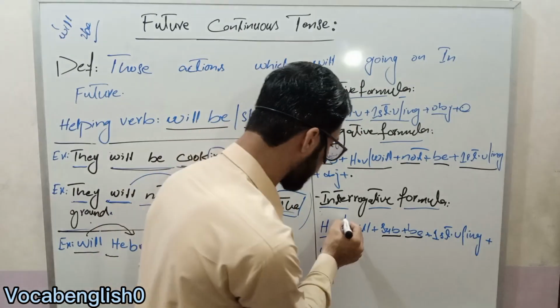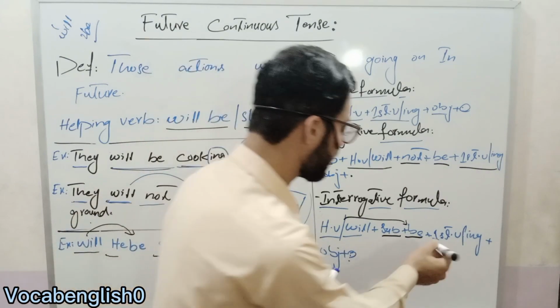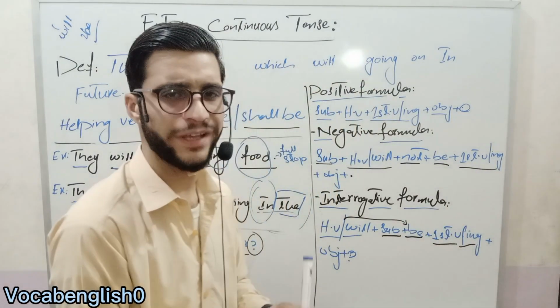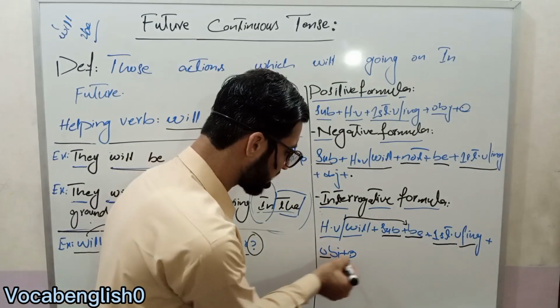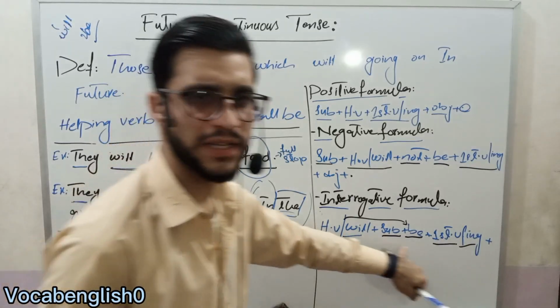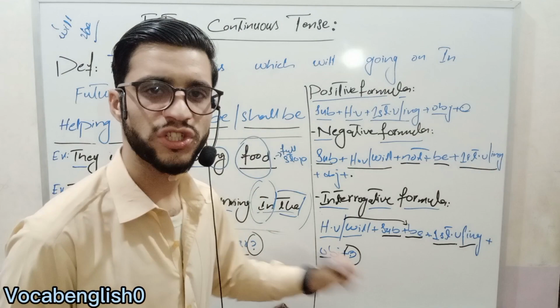The same helping verb is there, then after be, first form of verb with ing is present, then object, then question mark. Helping verb plus subject plus be plus first form of verb with ing plus object plus question mark.